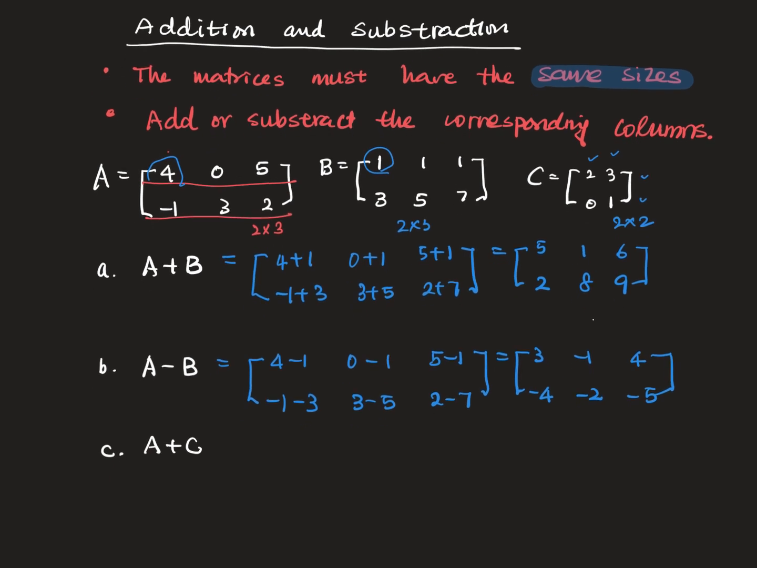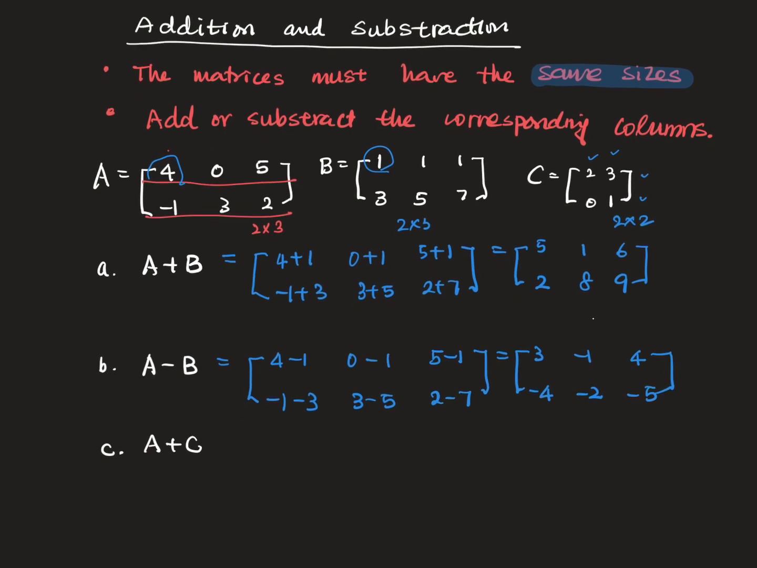All right, how about A plus C? Matrix A has size 2 by 3. Matrix C is 2 by 2. So it is undefined, guys.